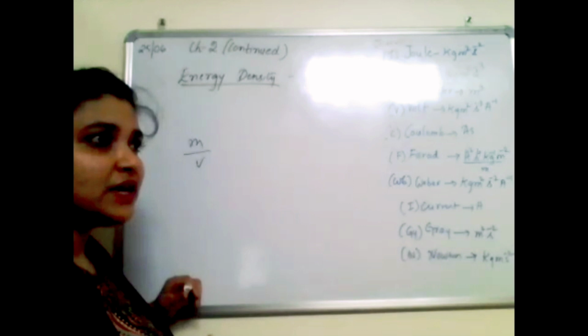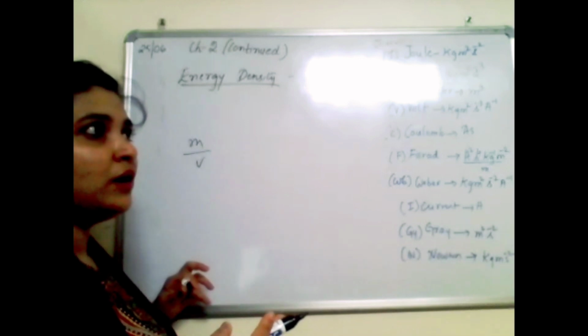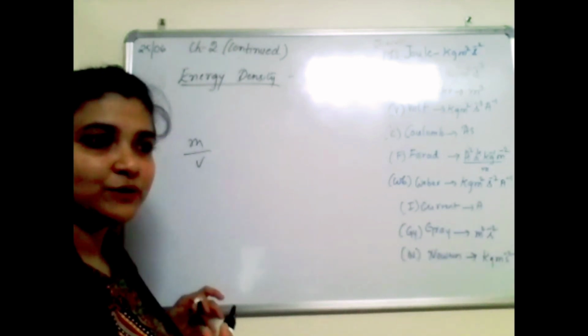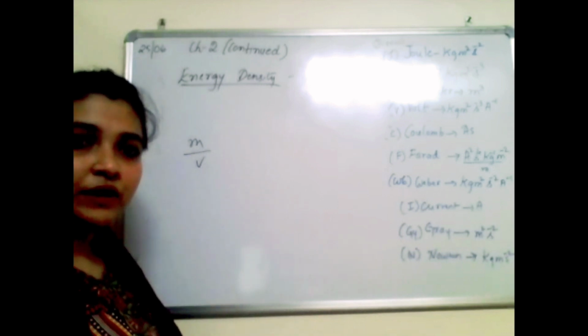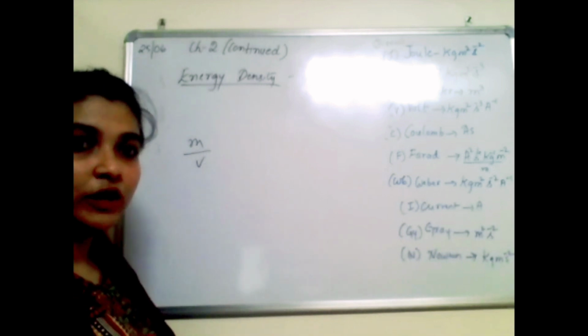Mass by volume is, now suppose I have less mass and more volume. What do you mean by less mass and more volume? What is volume? Space occupied. Correct.